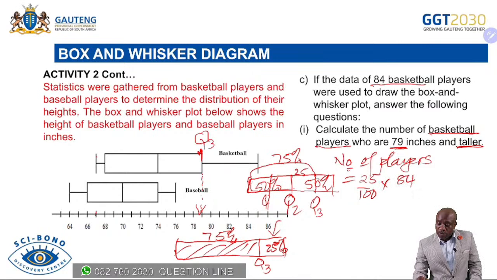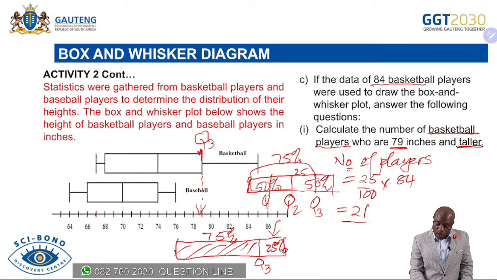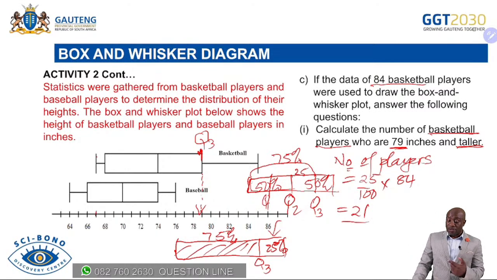players that we had. We had 84. So if you take your calculator, 25 over 100 times 84, that means a quarter of those, and the answer your calculator is going to give you is 21. So there are 21 players that were above the 79 inches. Now, very critical to remember what your quartiles tell you. Your Q2 tells you 50 below, 50 above. Your Q1 tells you 75% above, 25% below. But your Q3 tells you 25% above, 75% below.